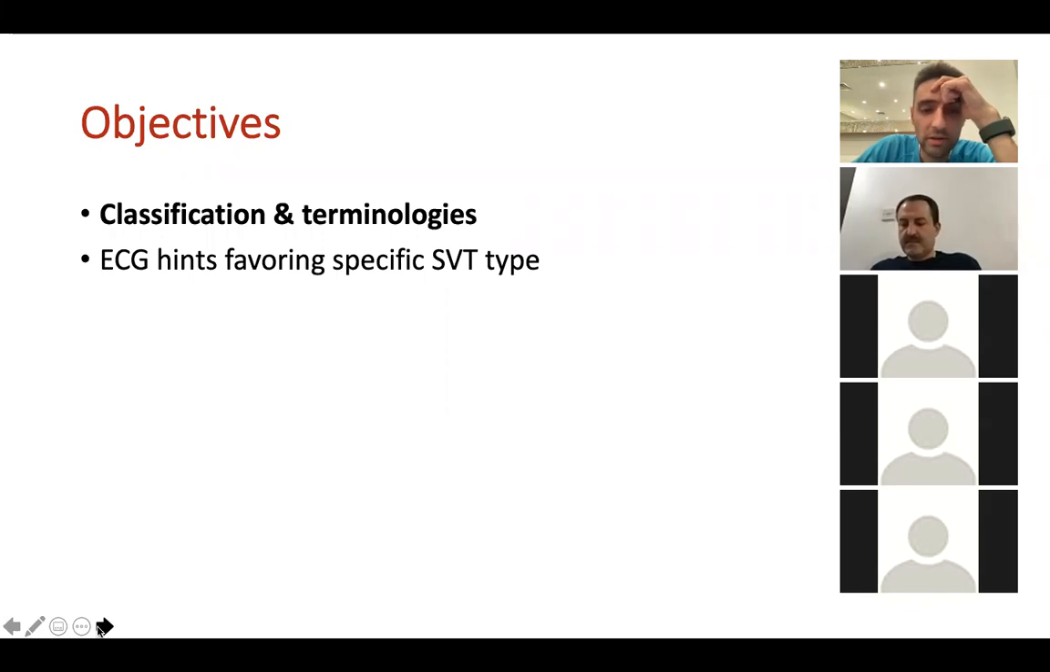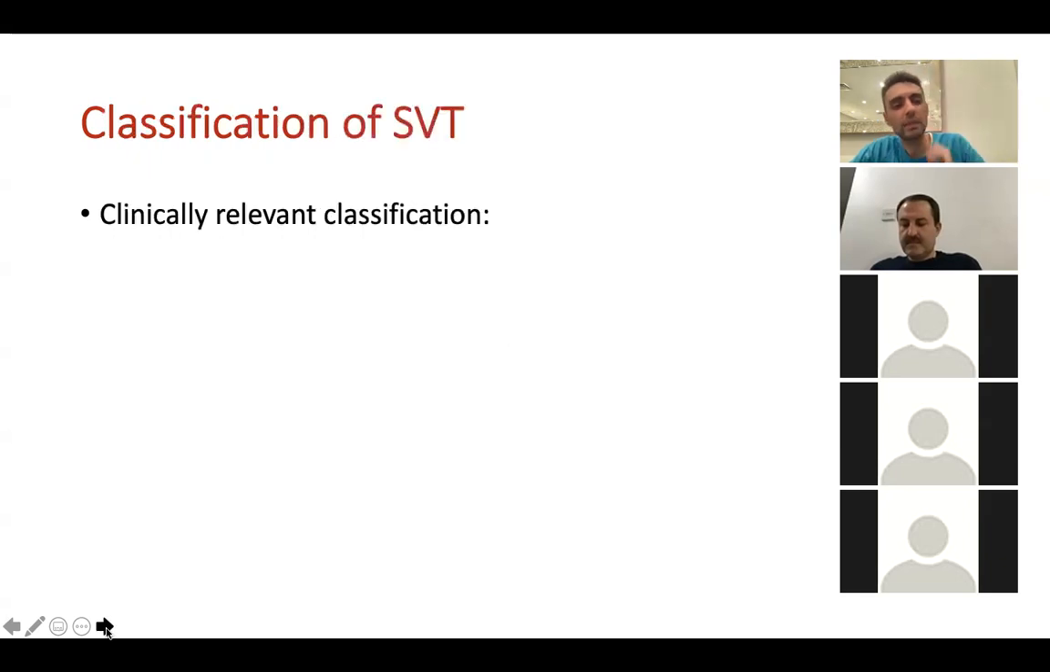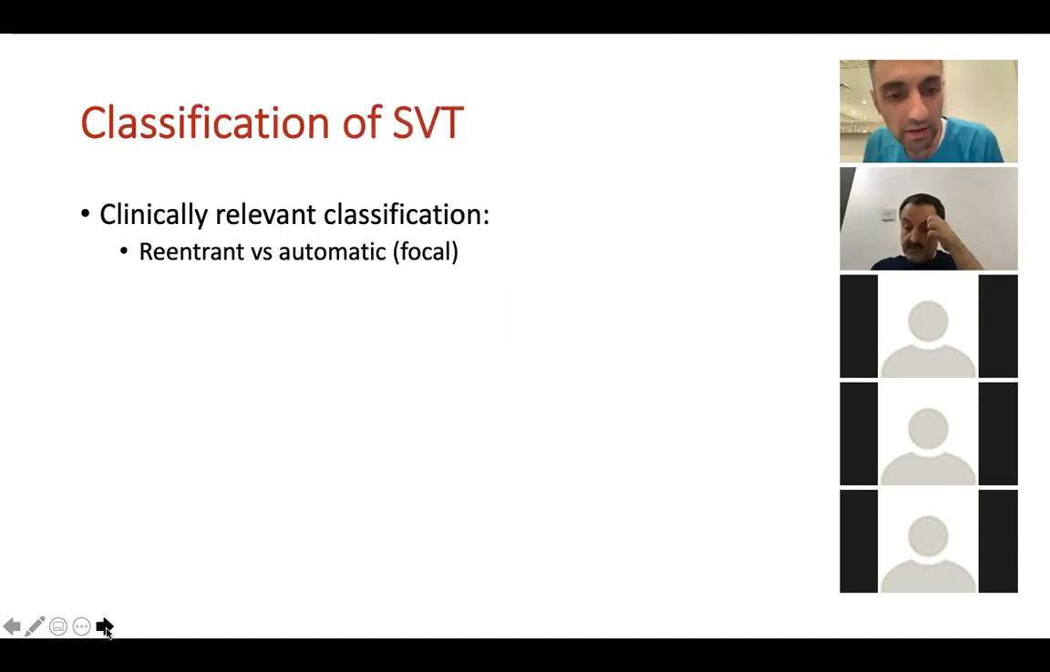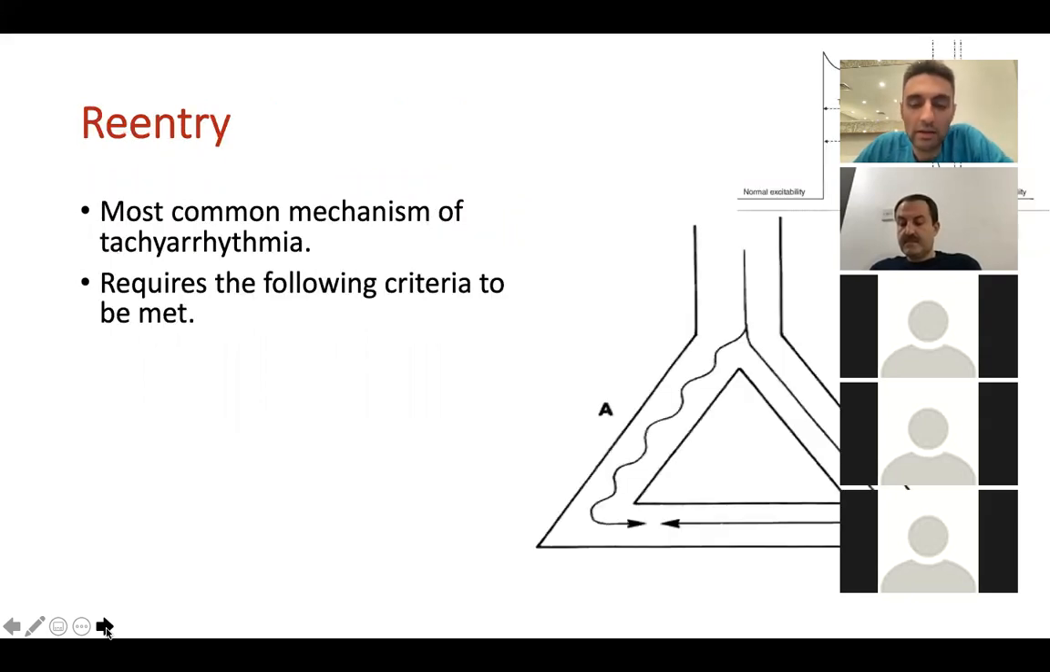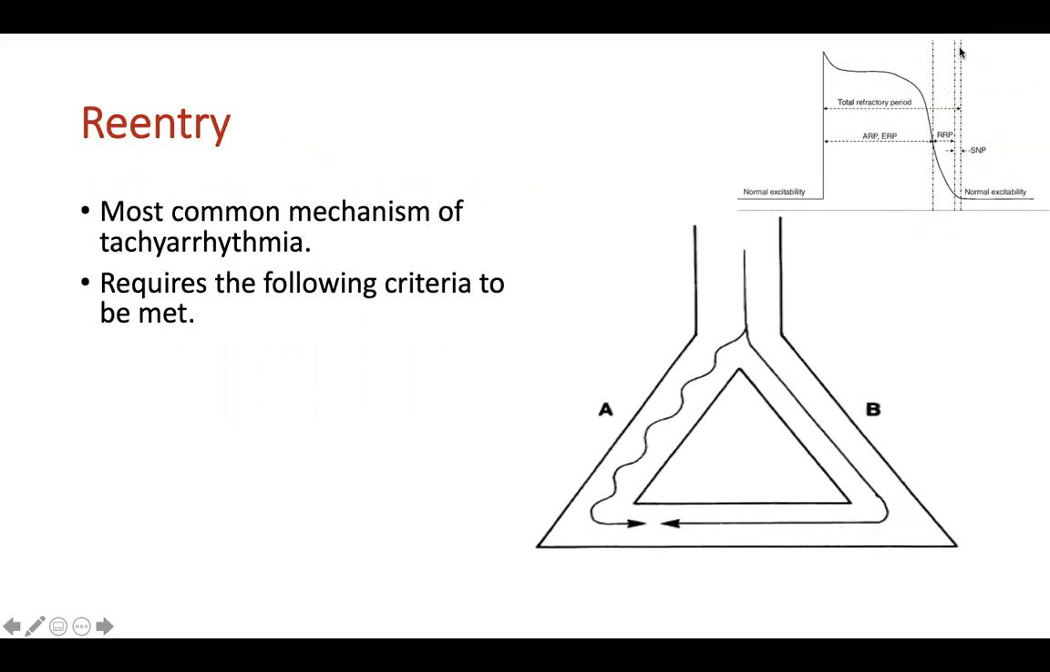and then we'll show a couple of ECG examples that are suggestive of a specific SVT type. Like we said before, SVT is classified into reentry or focal automatic. This is the clinical classification, and for us clinicians, this is the most relevant classification. And reentry is the most common mechanism of SVT in general.